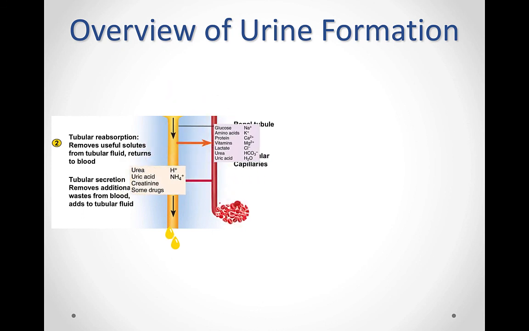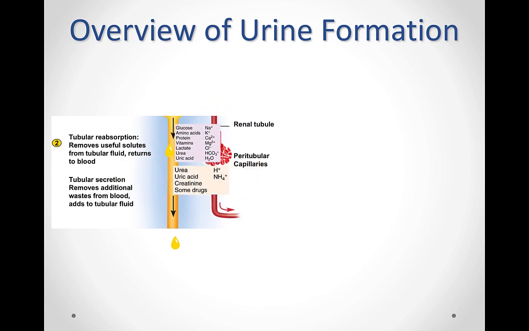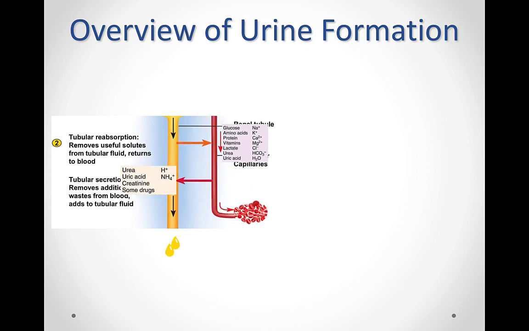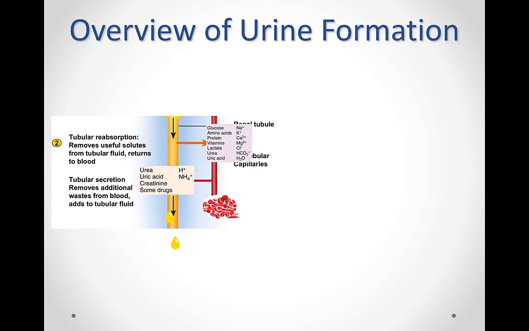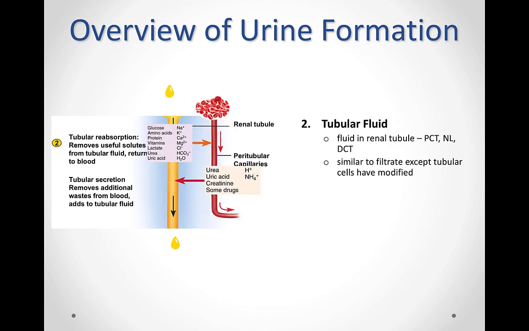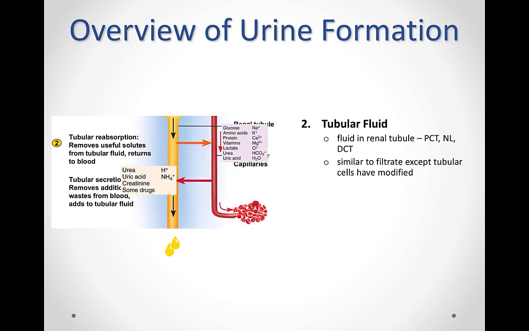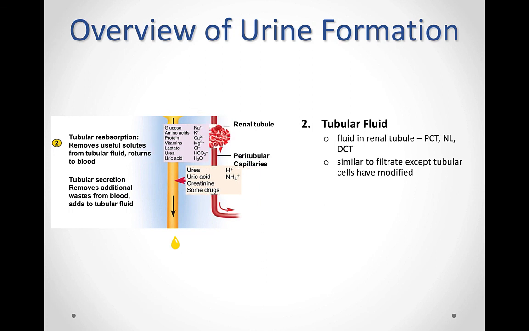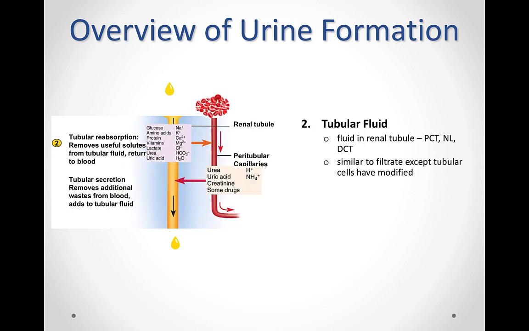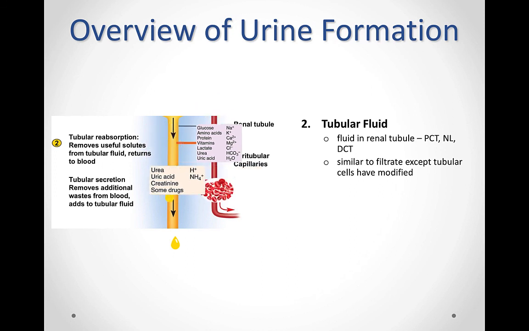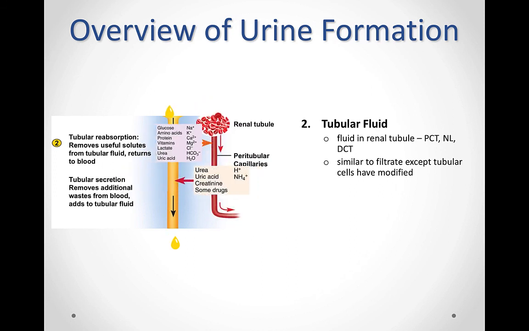Tubular secretion, on the other hand, removes certain substances that weren't filtered out in the glomerulus and moves them from the capillaries into the renal tubule. Again, different molecules depending on the location. So a quick review of this slide. Tubular fluid is located in the renal tubule, which consists of the PCT, nephron loop, and DCT. The fluid gets modified by tubular reabsorption and secretion. Reabsorption returns molecules back into the blood, while secretion removes molecules from the blood.